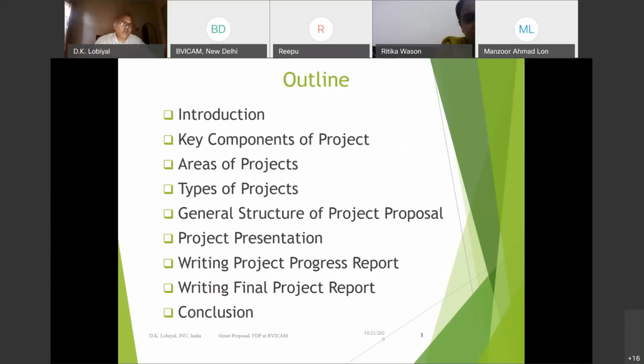The topics which I am going to cover here: first, a small introduction. Why do we need to have a project, and what should we look for in a project? Then certain key components of a project, regardless of your discipline or area; those common points must be there in all projects. However, there may be different requirements for different projects. Then there are certain areas of project. The moment I say areas, my focus is not the research areas, but the areas where government or funding agencies may give you projects, or where you have a possibility of getting a project. And then I'll talk of the types of projects. There are different kinds of projects given by various institutions.